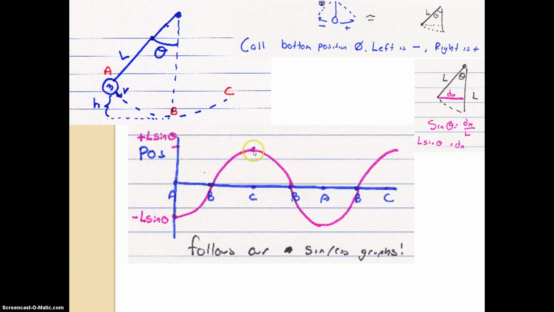You can see that the period goes from C to C. That's one full oscillation, from C back to A, back to C. Or it's from B through B again, back to B. From B, back through, and back. So it works out okay.